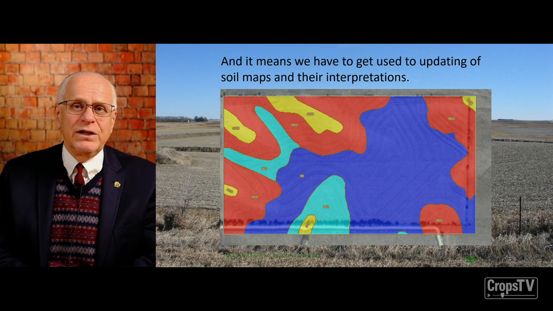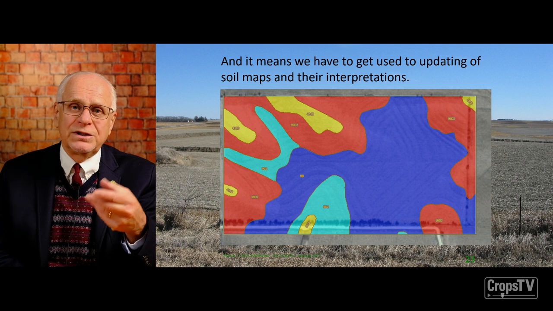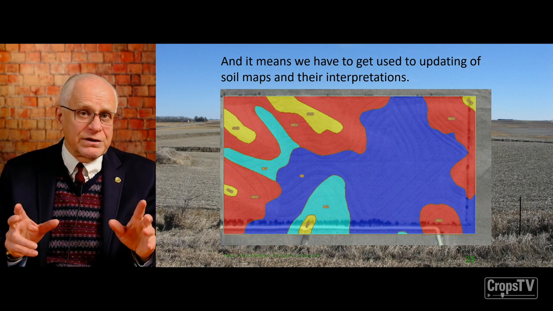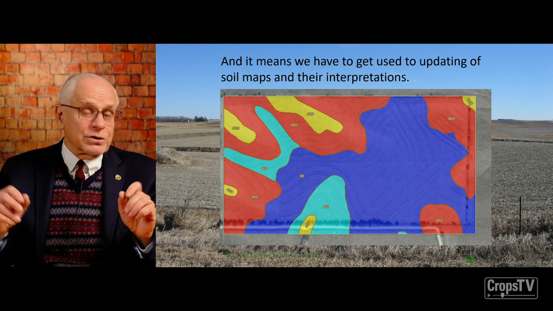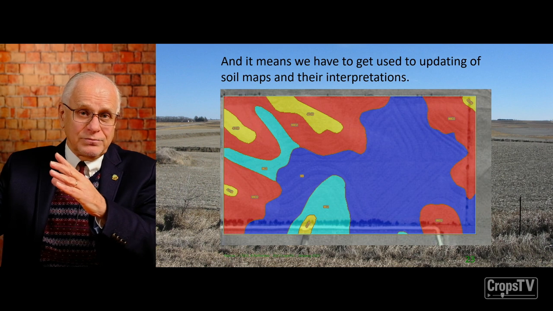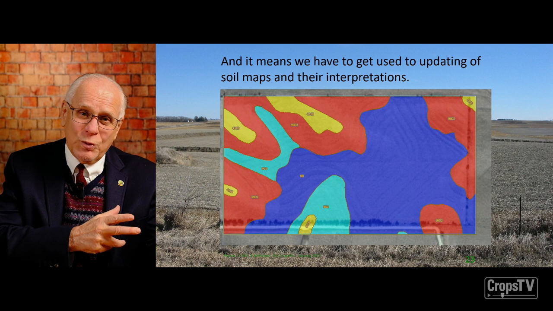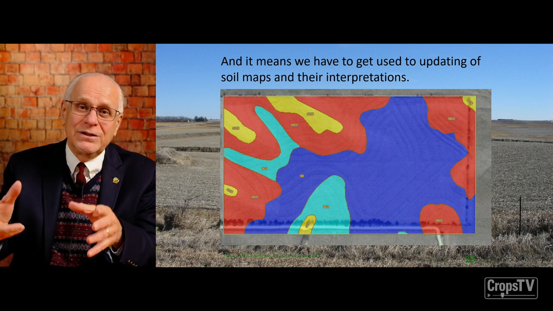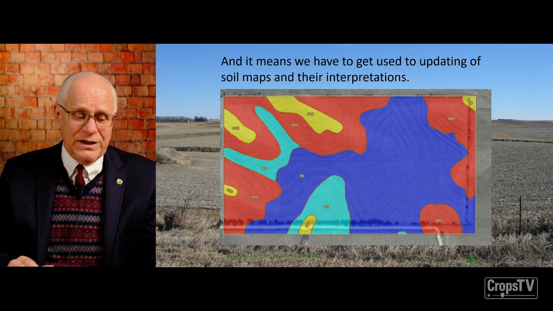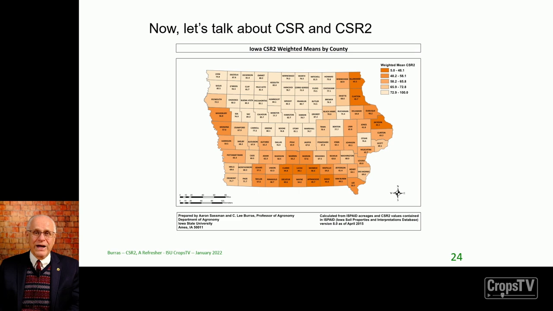And that means we have to get used to updating soil maps and their interpretations and productivity ratings. So CSR2 is an interpretation from a soil map. So I'm running through all these things about changes because we're going to keep changing the soil. Iowa is a place where we change the soils to increase yields. But by changing the soil to get increased yield, we change its inherent features, its inherent productivity. So that's what I deal with. So with that, now I'm ready to talk about CSR and CSR2.